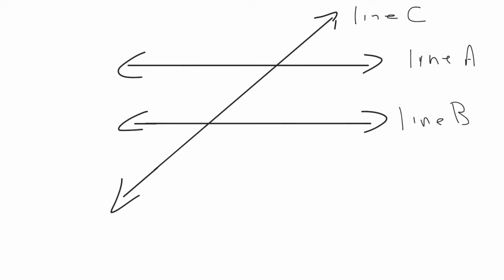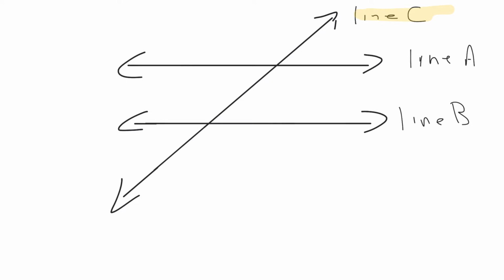Explain to you better parallel lines, transversal, and corresponding angles. On this diagram here, line A and line B are parallel. Line C, which intersects the parallel lines, is considered the transversal. So line C is the transversal of the parallel lines A and B.